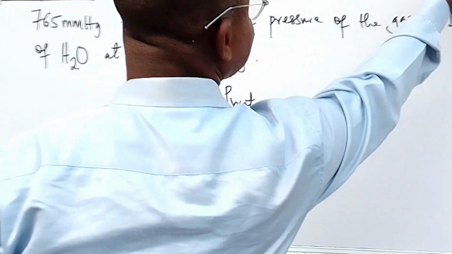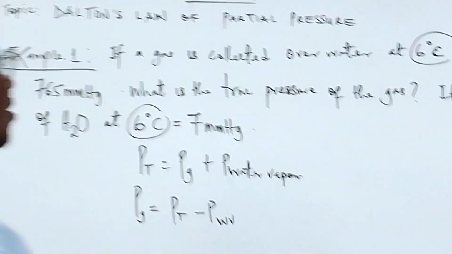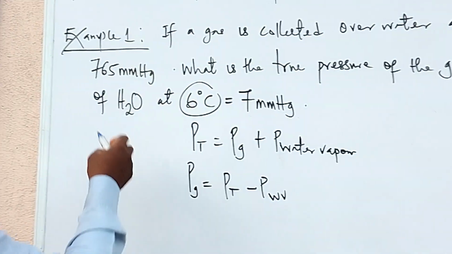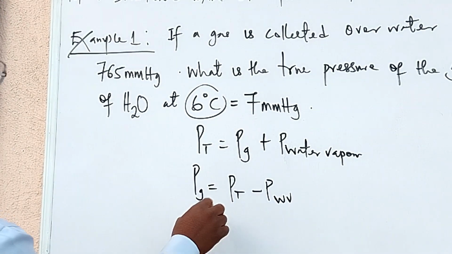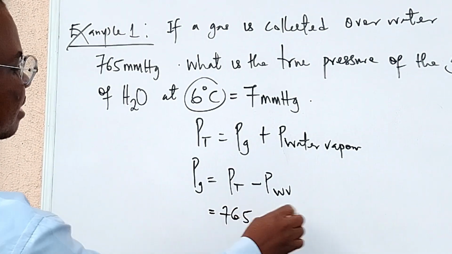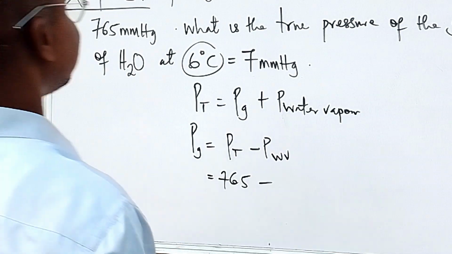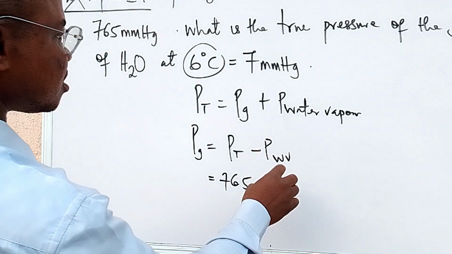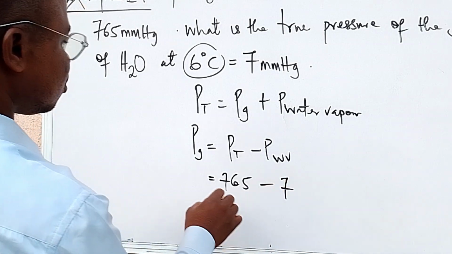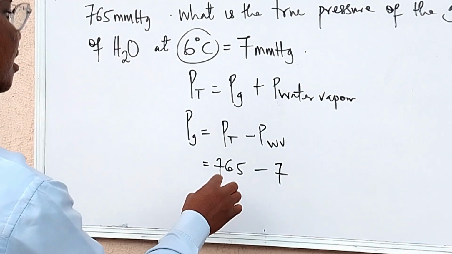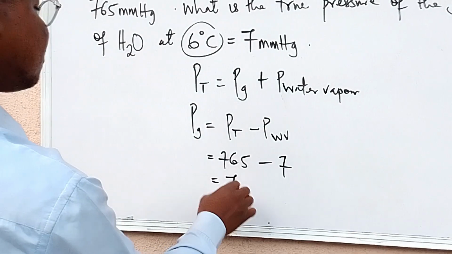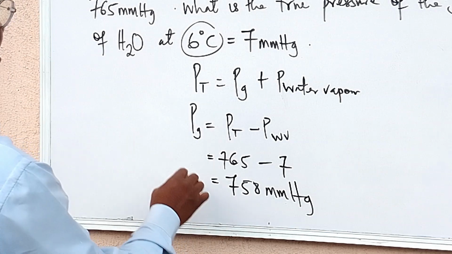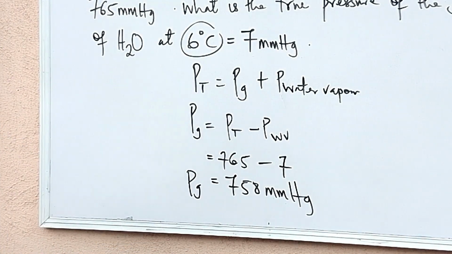Since they have the same temperature, look at it, the temperature is at 6 degrees. So the total pressure is 765 mmHg minus our saturated vapor pressure, which is 7. When you do that, you're going to have something like 758 mmHg. Did you get that? That's our P gas.